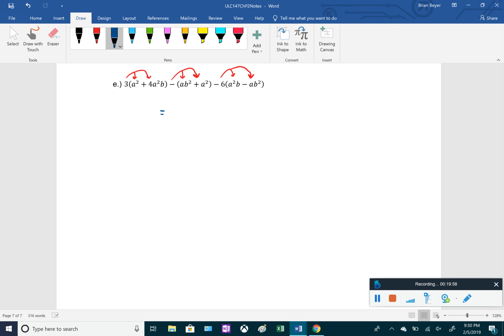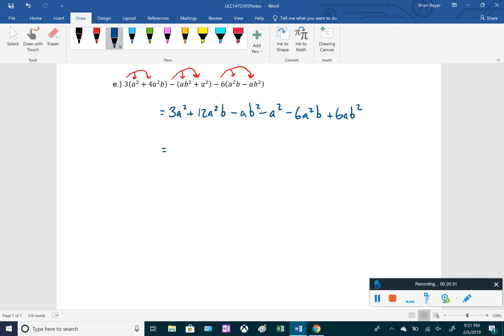So distributing the 3, we're going to get 3a squared plus 12a squared b. Distributing the negative 1 is going to be minus ab squared minus a squared. And then lastly, distributing that negative 6, that's negative 6a squared b. Negative times a negative for the last term, positive 6ab squared. So you just have to be careful with the negatives, obviously, when you're multiplying.